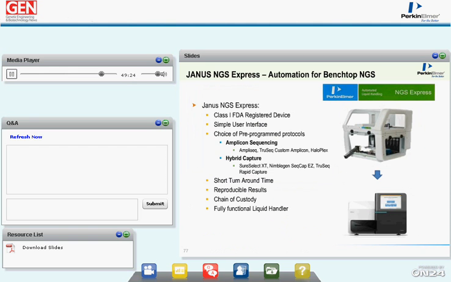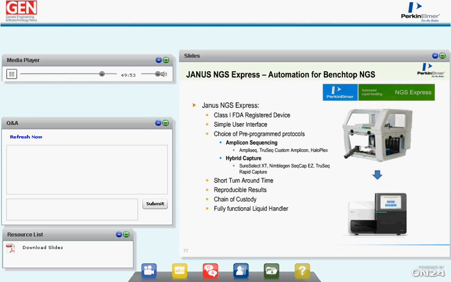The Janus NGS Express was developed to provide automated sample preparation for the specific needs of a benchtop sequencer. The NGS Express supports all commercial sequencers and reagent kits, providing simple-to-use pre-programmed protocols for multiplexed amplicon panels. These include the Ion Torrent AmpliSeq, Illumina TruSeq Custom Amplicon, and Agilent HaloPlex. It also supports more complex hybridization-based panels that allow coverage of up to a whole exome using technologies like Agilent SureSelect, Nimblegen SeqCap EZ, and Illumina Nextera Rapid Capture.